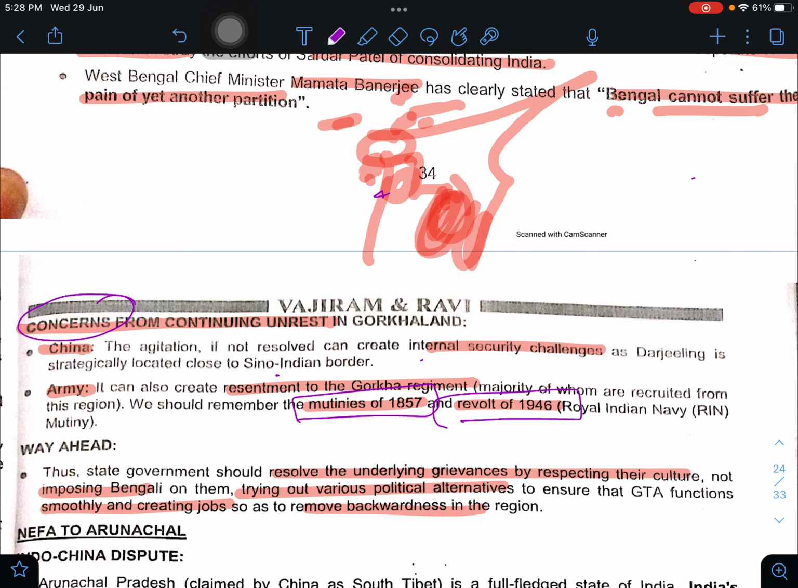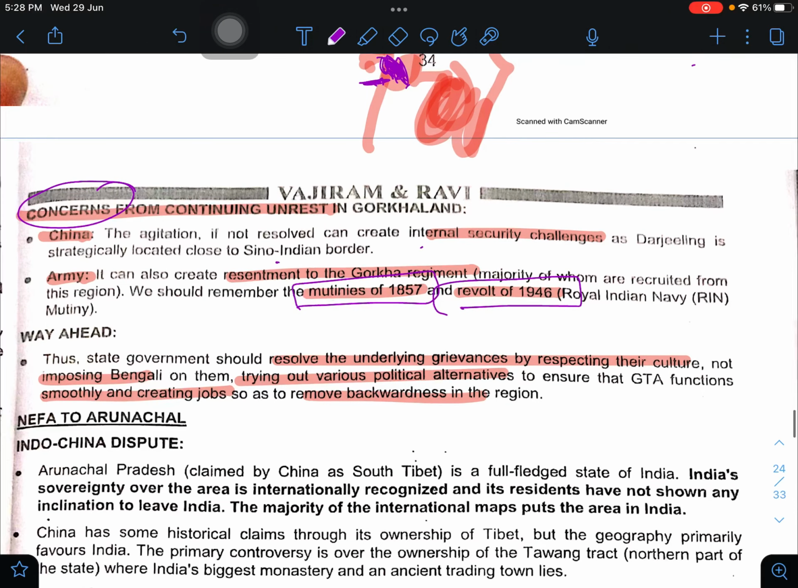There is also the alleged influx of Bangladeshi illegal immigrants here. There are districts of West Bengal and then Bihar, Purnia from here. So this is very sensitive.